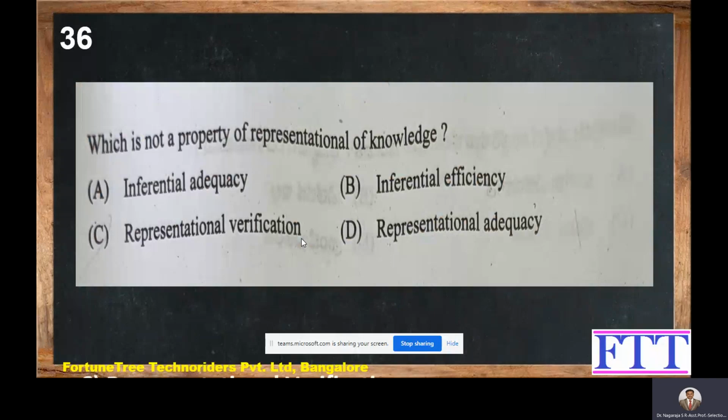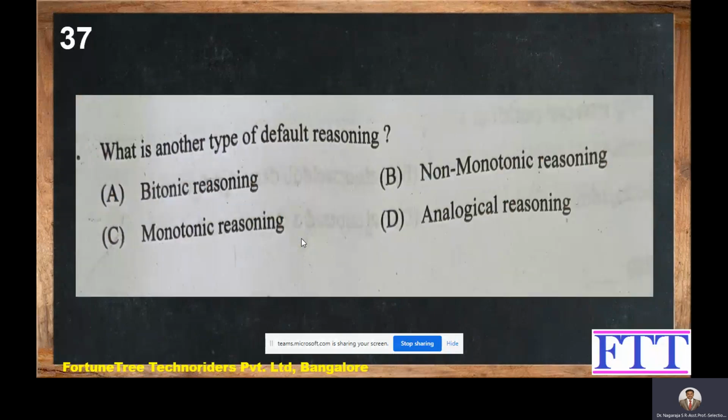So the right answer is option C, representational verification is not a property of representational knowledge. Question 37, what is another type of default reasoning? Option A, mnemonic reasoning. Option B, non-monotonic reasoning. Option C, monotonic reasoning. Option D, analogical reasoning. So option B is the right answer. Non-monotonic reasoning is another type of default reasoning.